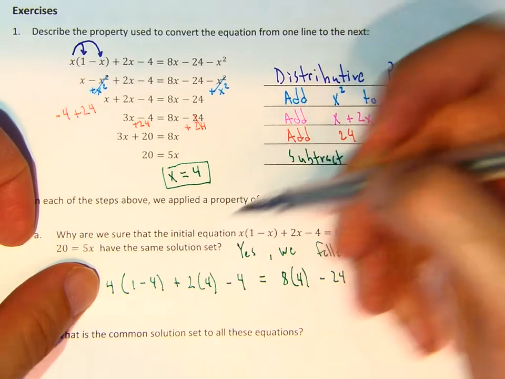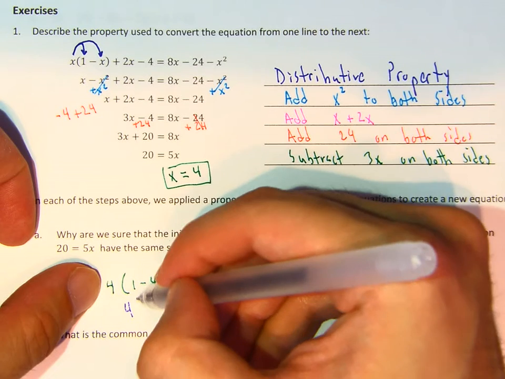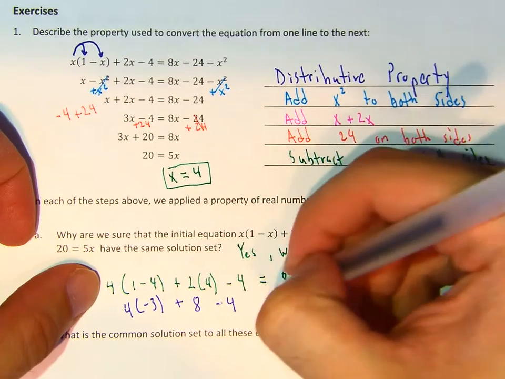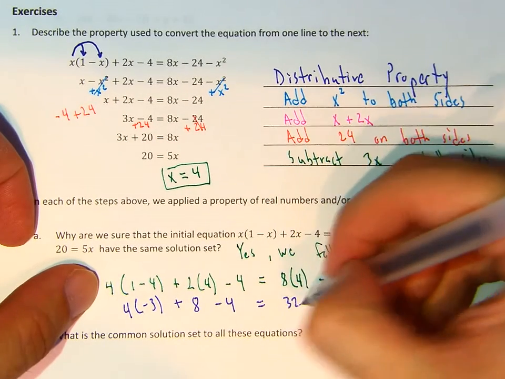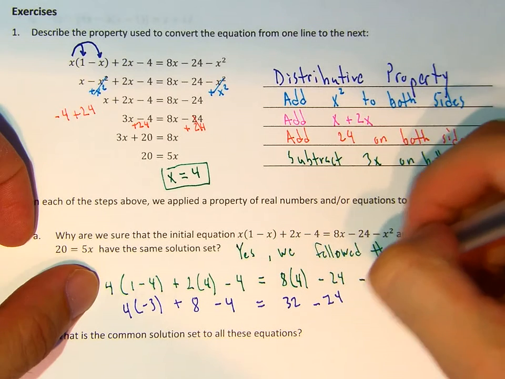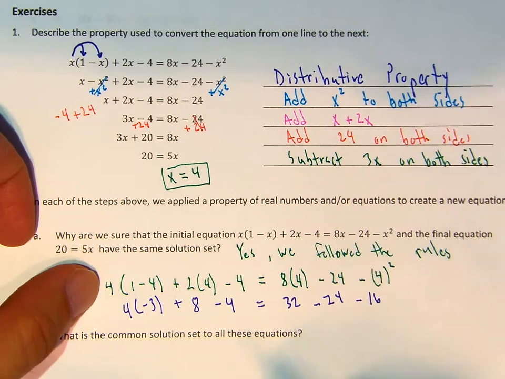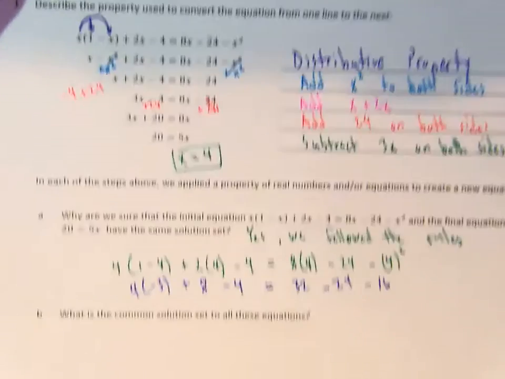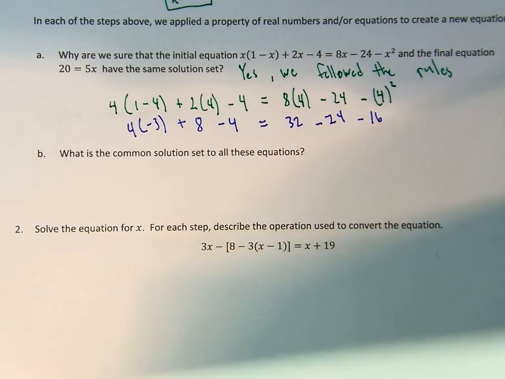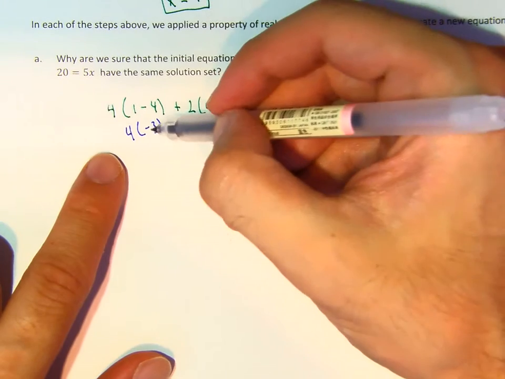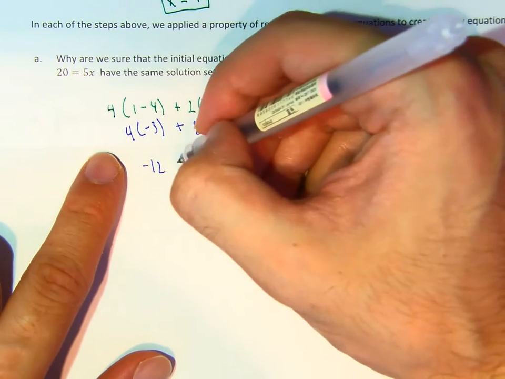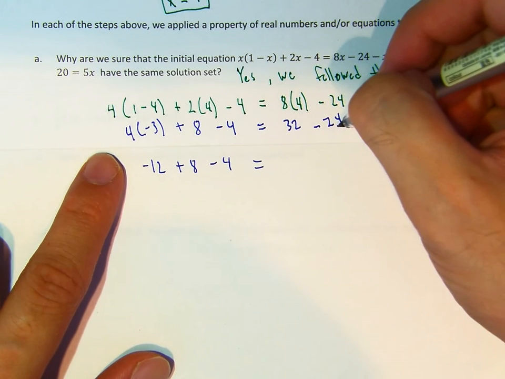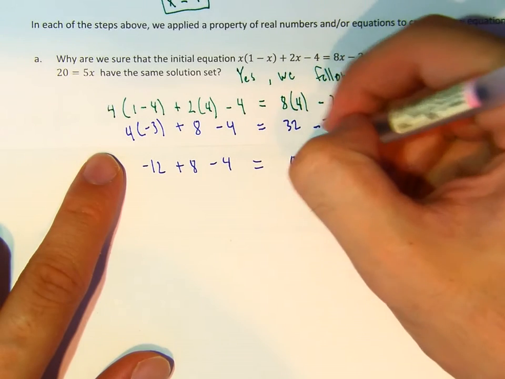So with 4, what do you do first? 1 minus 4, so you have 4 times negative 3, plus 2 times 4 is 8, minus 4 is equal to 8 times 4 is 32, minus 24, minus 16. Now what is 4 times negative 3? Let me get another piece of paper, so let me move this up a little bit and just continue this here. That's negative 12, plus 8 minus 4 is equal to, what is 32 minus 24? That is 8 minus 16.